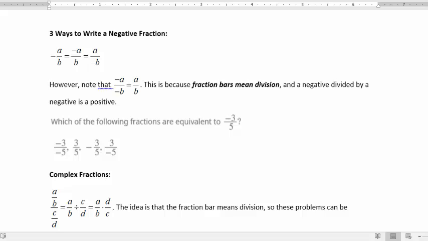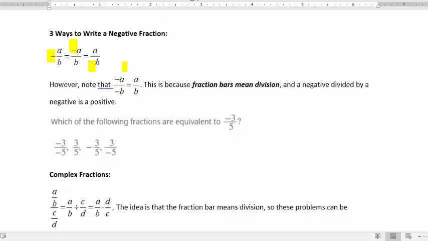So the first thing in this section really, and I think we had actually talked about this when we did addition and subtraction: three ways to write a negative fraction, right? You can think of a negative fraction as having a negative sign out front, a negative sign in the numerator, or a negative sign in the denominator, as long as there's only one negative sign. So those are the three different ways that you could write a negative fraction.